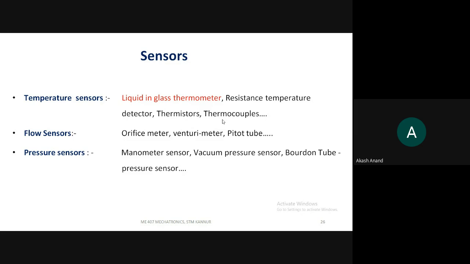The examples of flow sensors are the orifice meter. That is a device you are already familiar with from the fluid mechanics subject. In your previous semester, there was a subject known as fluid mechanics. In that subject you already came to know what an orifice meter is.